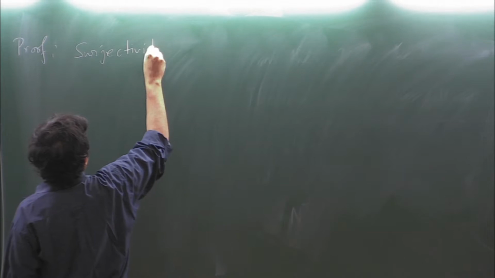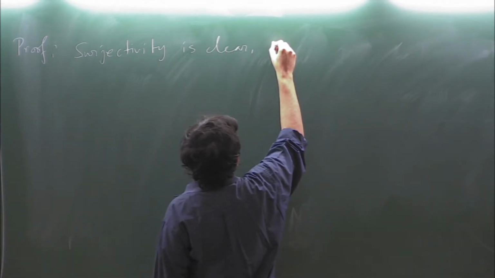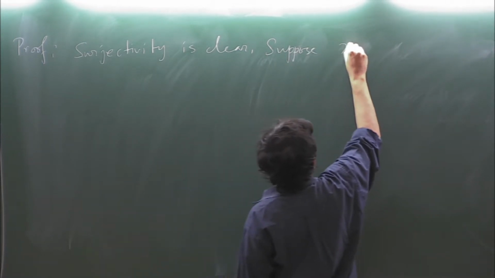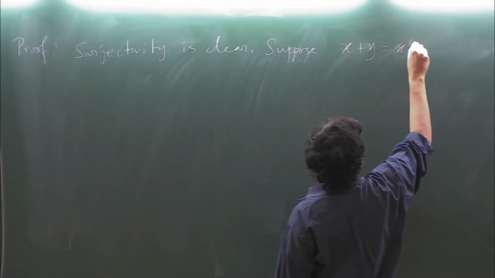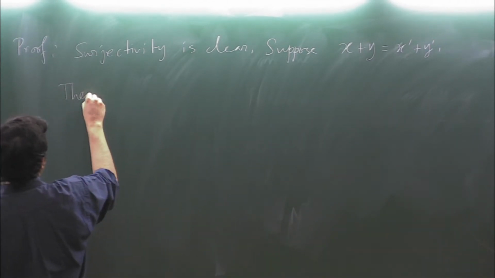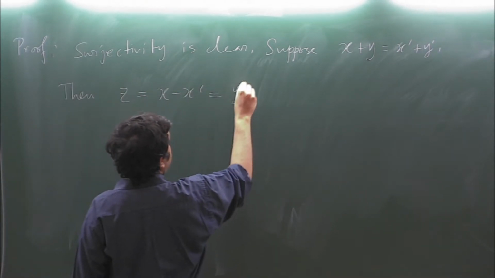Okay, so proof. Surjectivity is clear. I mean, if it is of the form x plus y, it must have come from some x and y. To show injective, suppose x plus y equals x prime plus y prime. Then z equal to x minus x prime equals y prime minus y.